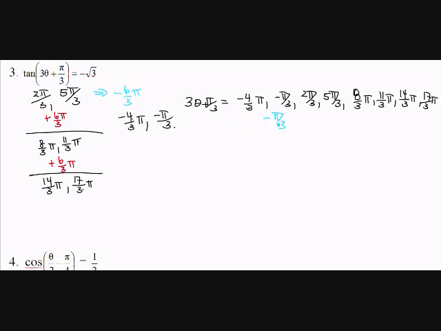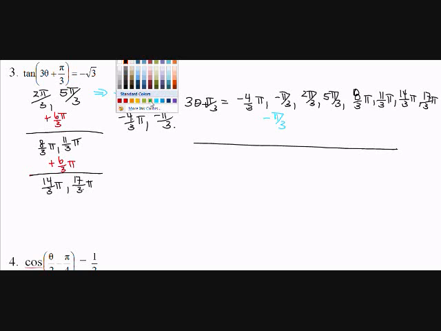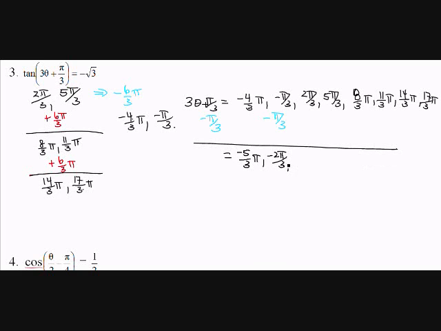So I'm going to subtract pi over 3 from all of these angles, because I have a positive pi over 3 here. So when I subtract those, I get negative 5/3 pi, negative 2/3 pi, pi over 3, 4 pi thirds, 7 pi thirds, 10/3 pi, 13/3 pi, and 16/3 pi.